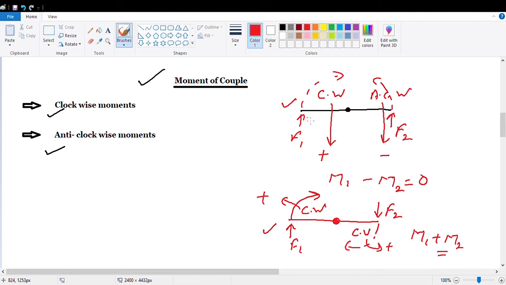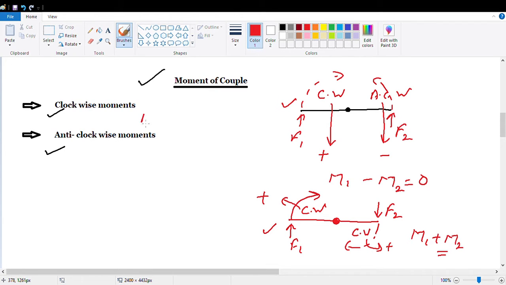So what is clockwise moment? If a body is rotated by the application of force in clockwise direction, that is called as clockwise moment. And if a body is rotated in anti-clockwise direction by the application of force, then it is called as anti-clockwise moment.